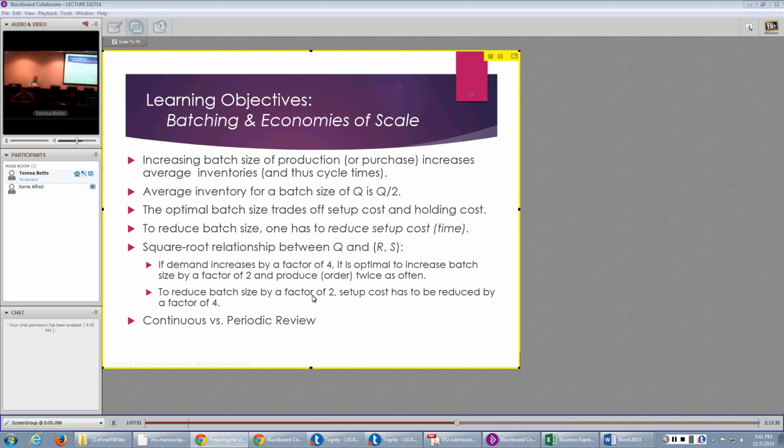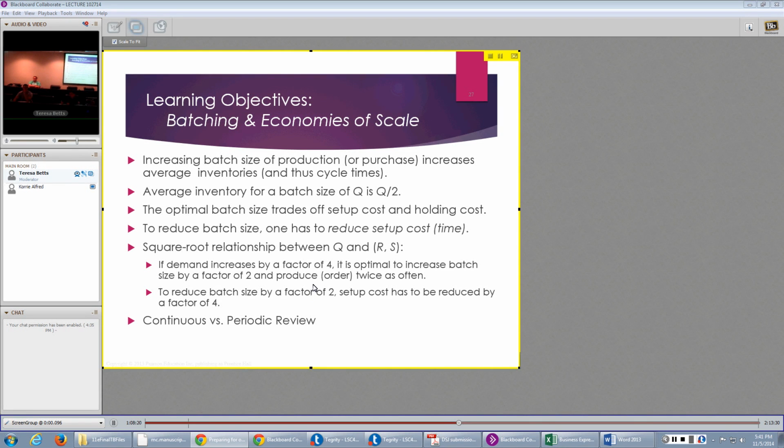Okay, and then the last couple of things that we're going to talk about is just increasing batch size, increasing average inventory. So oftentimes the focus in manufacturing is how do we reduce our batch sizes. That way, again, we take inventory out of the system and increase the flow time. Okay? Average inventory is Q over 2. The optimal batch size trades off setup costs and holding costs. So to reduce batch size, one has to reduce setup time.